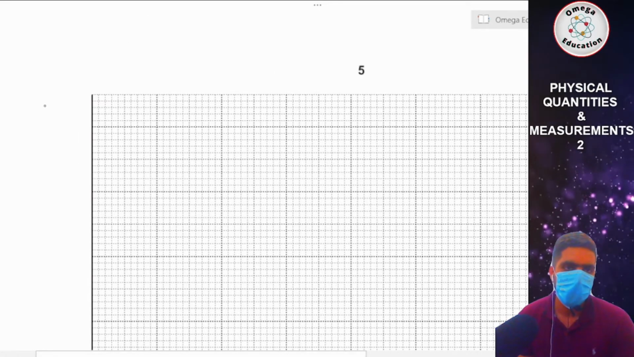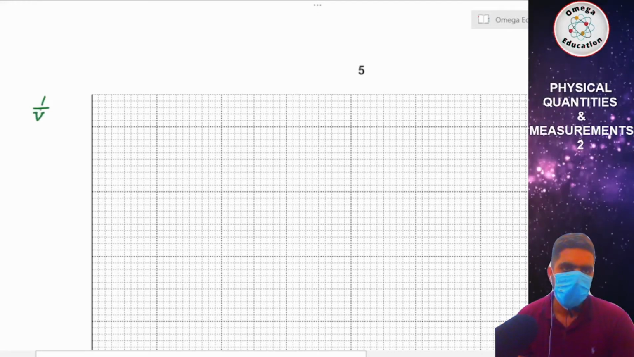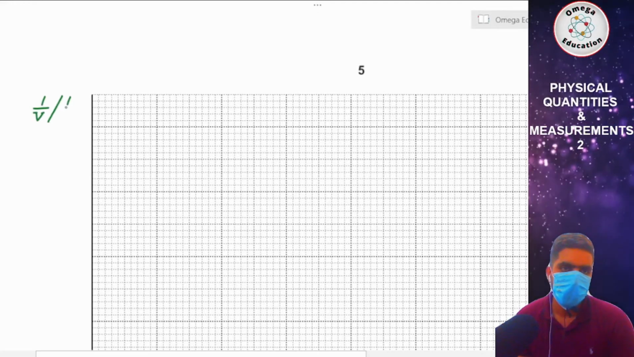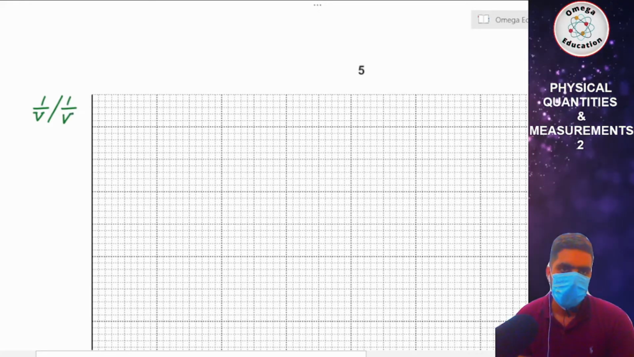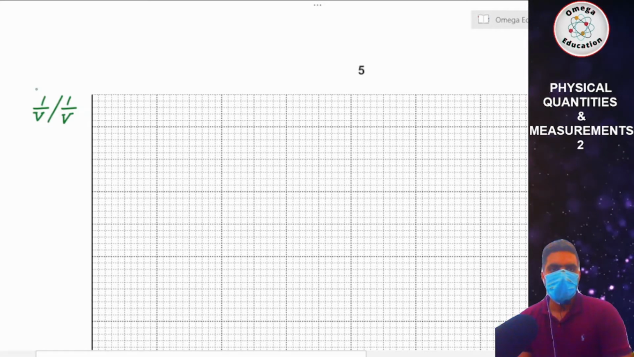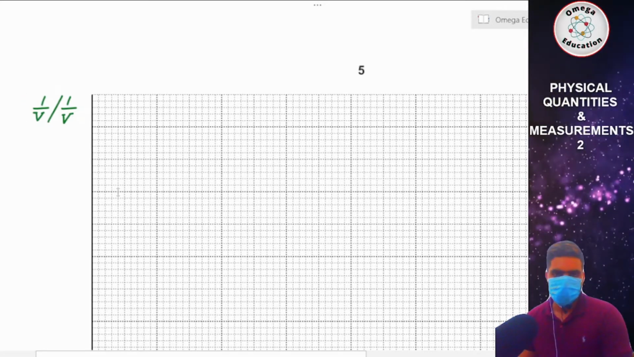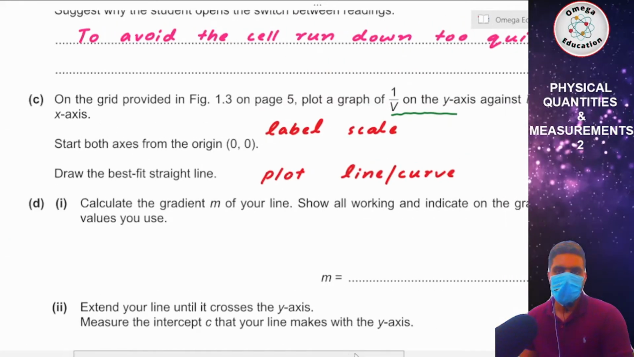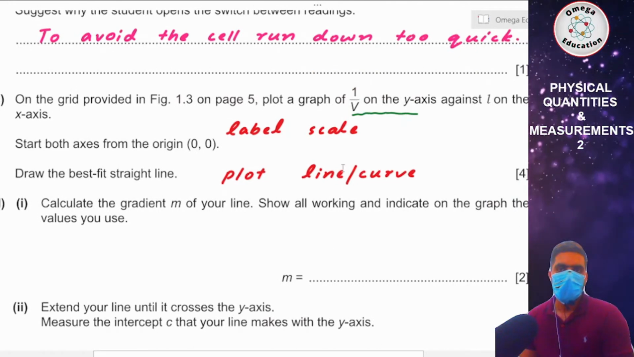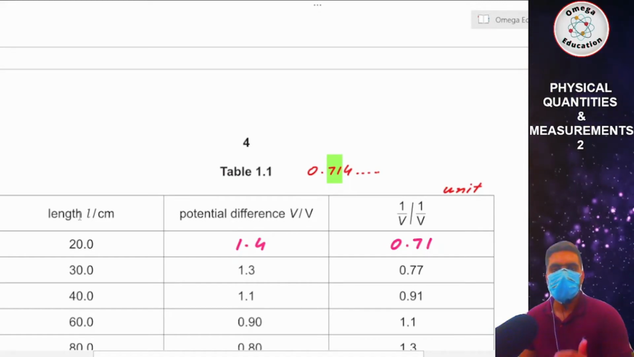This one is the y-axis. So on the y-axis we are representing 1 over V, and the unit of 1 over V is also 1 over V. In the unit, V represents volt, and the quantity over here represents potential difference or voltage. Then we have to label length on the x-axis, and length is being measured in centimeters. How do we know that? We know it from the table.